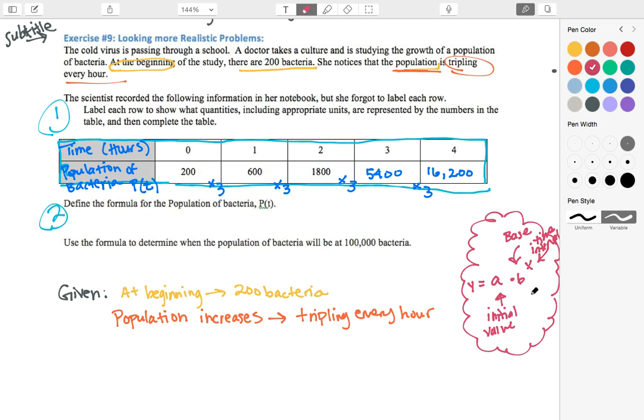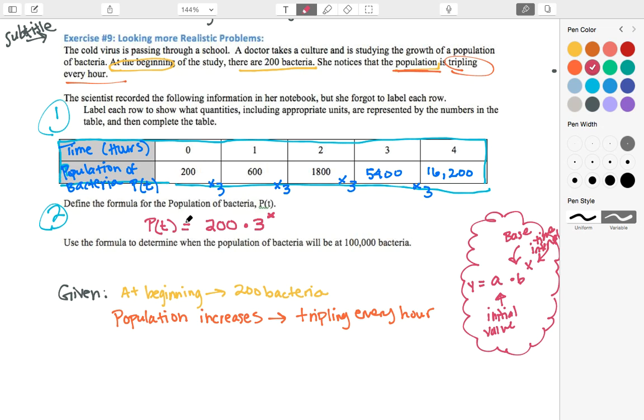Okay, so here, A represents our initial value. At 0 hours, the number of bacteria in the culture is 200. So in this case, my A value is going to be 200, times the base, which is how it's increasing. It's tripling, therefore my base is going to be 3. And the time interval is every hour, so in every hour it's just going to be represented as an x, set equal to the population of bacteria, P of T.